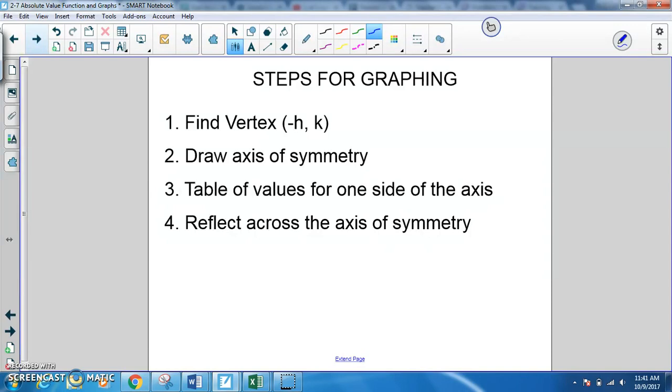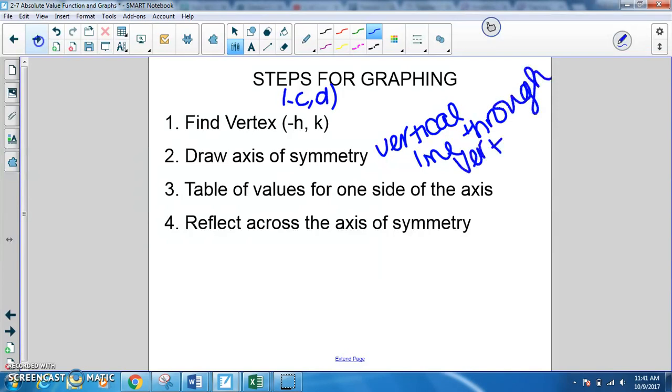Please write down the steps for graphing. We have to find our vertex first. So once again, our vertex was the opposite of the inside, which is the opposite of c, the same as d, or opposite of h, k. Draw our axis of symmetry. That is the vertical line through the vertex. We can write the equation of our vertical line through the vertex as x is equal to the x coordinate, opposite of h. Table of values. We're going to focus on one side of our axis, and then we are going to reflect across our axis of symmetry.